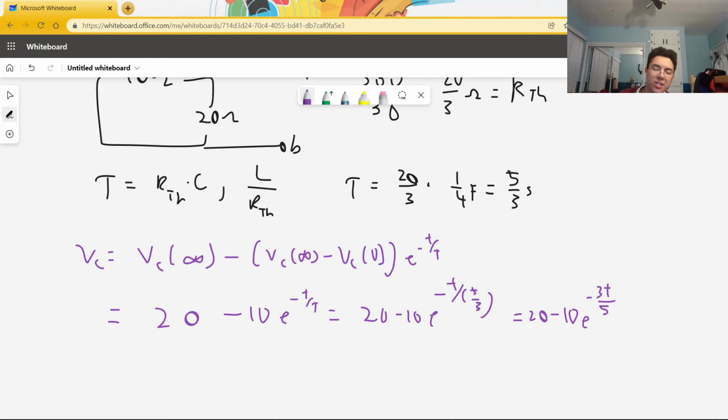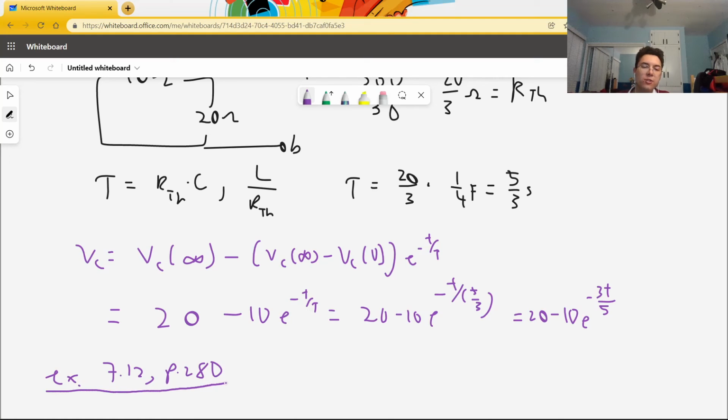I do highly suggest that you try a problem with an inductor just so that you get a feel for determining the steady state currents of an inductor before t equals 0 and after t equals 0. To this end, I suggest that you could look through example 7.12 in the book, which is on page 280. That's example 7.12, page 280. And of course, practice problem 7.12 on that same page, and example 7.2. Really, all the examples starting at page 280 are quite good and interesting.